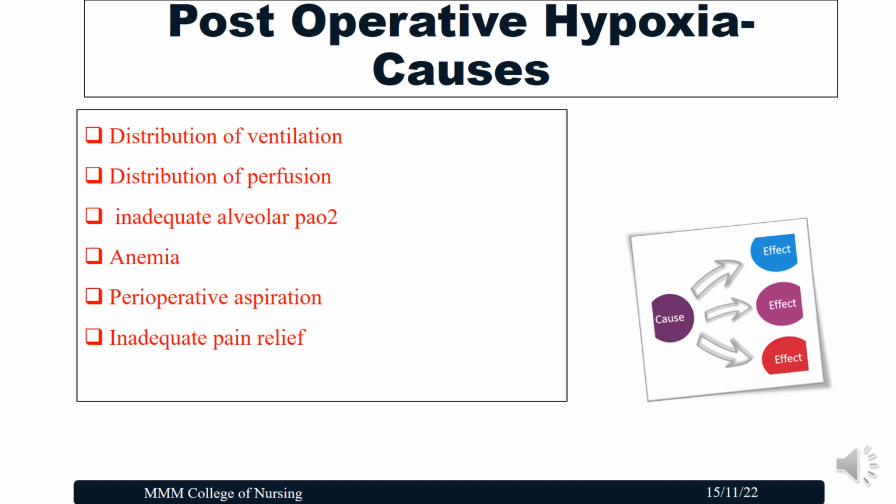The other causes include distribution of ventilation. Distribution of ventilation always depends upon the posture and configuration of the chest wall and the diaphragm. So if the chest wall and the diaphragm have some disability, the distribution of ventilation is not adequate. Then distribution of perfusion, inadequate alveolar partial pressure of oxygen, if the patient is anemic, perioperative aspirations, and inadequate pain relief. Pain and hypoxemia have a great correlation. When there is pain, there is a negative pressure in the blood vessels, so that can lead to hypovolemia, and that can lead to hypoxia. So all these are some of the causes of postoperative hypoxia.